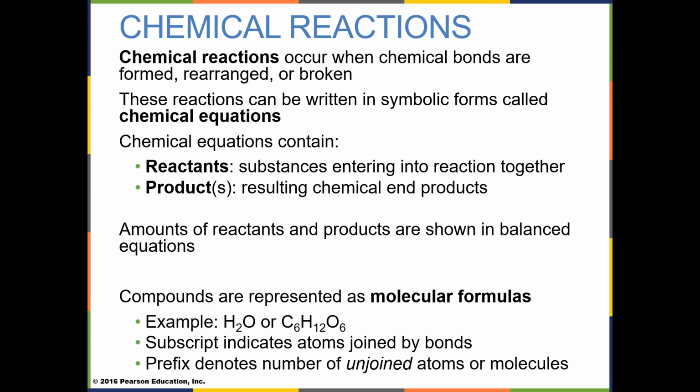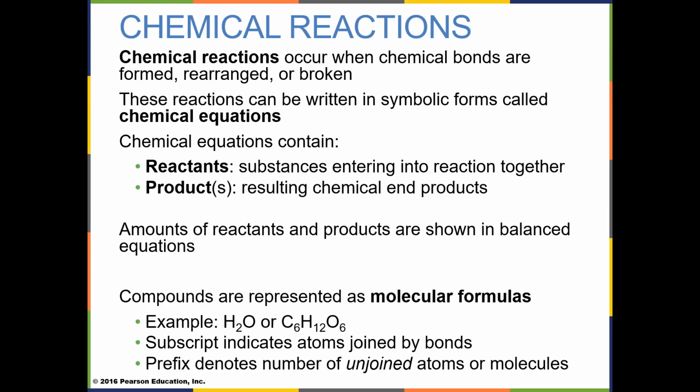So O2 equals 2 oxygen atoms. And that's what we breathe. That's atmospheric oxygen. The other one up there is C6H12O6. This is the formula for glucose. That tells you there are 6 carbons, 12 hydrogens, and 6 oxygens in there, by simply looking at it.